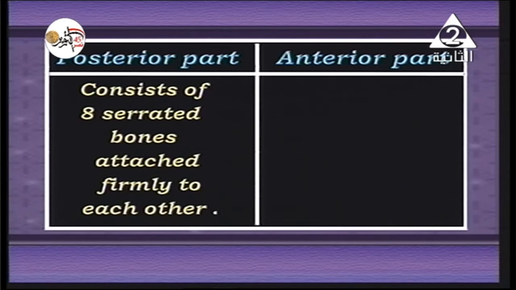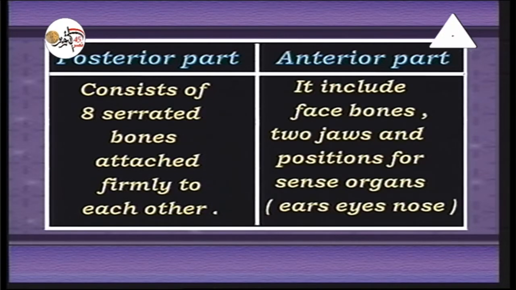The posterior part, the cranium, consists of 8 serrated bones. They are attached firmly together, okay, to preserve the protection for the brain. While the anterior part contains what? The facial bones like the upper jaw and lower jaw, and positions for sense organs like the eyes, nose, and ears, okay?